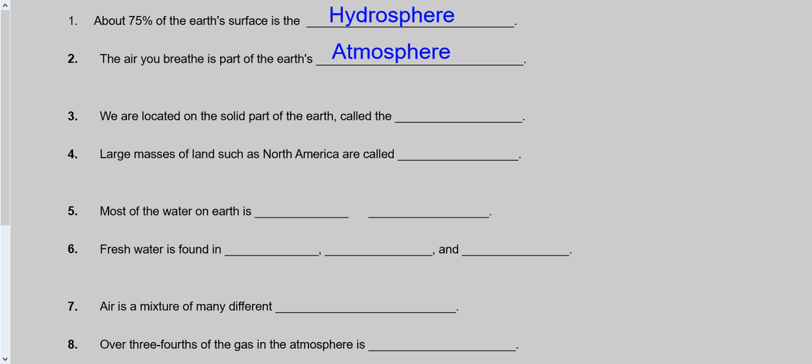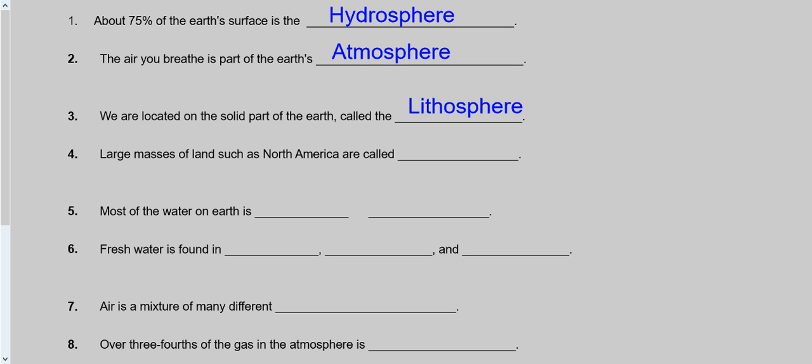Finally, number 3, the solid part of the Earth is called, do you remember the Latin name for rocks? It's litho, the lithosphere. This is the rock layer of the Earth. So the Earth itself is water, rock, and gas. The interaction between these 3 parts of the planet is the beginning of weather.